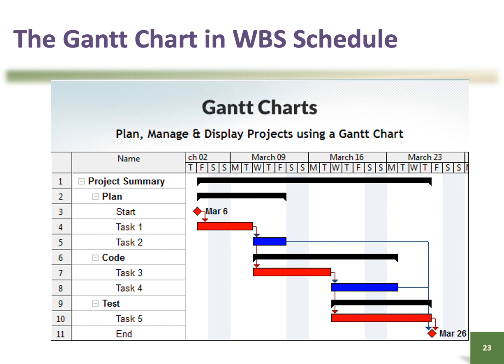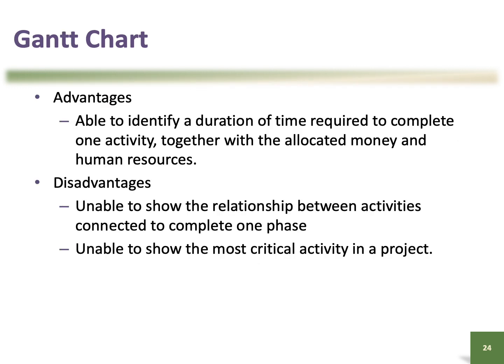Then only you would think about, for each of the tasks, how long it would take to finish it. So, Gantt chart advantages. It is able to identify the duration of time required to complete one activity, together with the allocated money and also the human resources. However, a Gantt chart could not show the relationship between the activities, so it does not connect one task to another task. You would not know whether you need to complete the first task before you can do the second task, or whether the first task and second task would run at the same time.